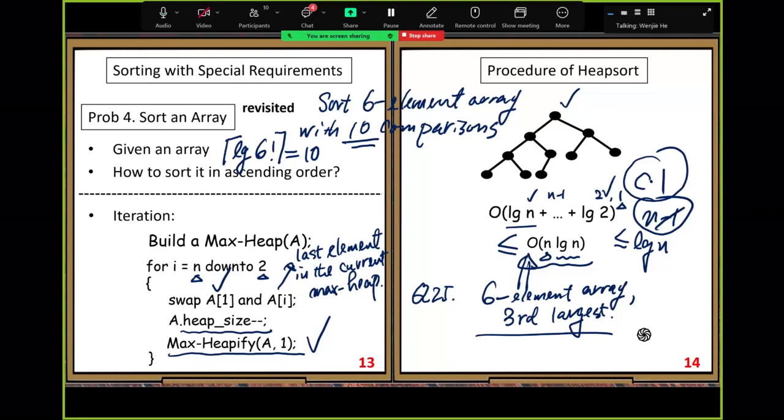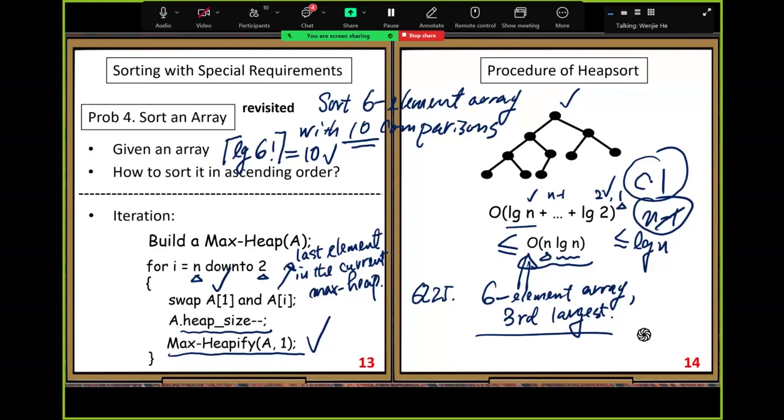Many people just applied this formula to give me 10 comparisons. That's correct, but you cannot get full credit. You can only get half of the credit because you didn't tell me how you sorted it. I need the sorting details. My solution file tells you how to sort it.